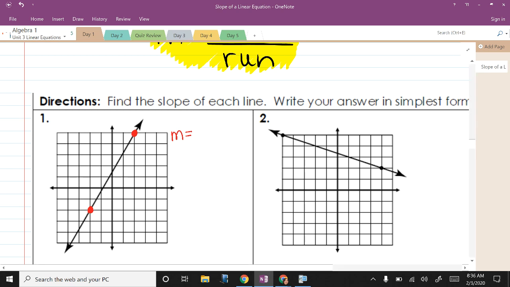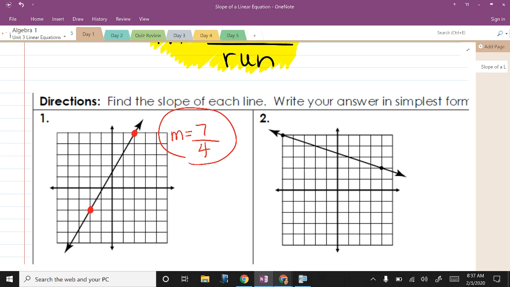Up. Count with me. 1, 2, 3, 4, 5, 6, 7. So my rise is positive 7. Do y'all agree? Over. I'm running to the right how many times? 1, 2, 3, 4. And then does 7 over 4 simplify? No, that's simplified. 7 over 4 is my slope.